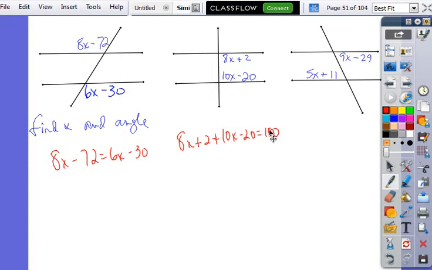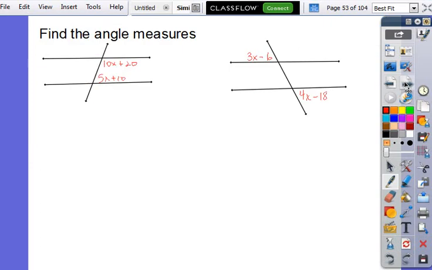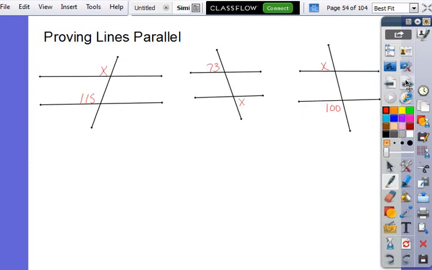All right. What would I do on these? First of all, what kind are they? Alternate interior. What's the rule for alternate interior? Equal to each other, so I set them equal and solve it. Same deal on all that. On proving lines parallel, you just got to match up. Either they're equal to each other or they add up to be 180.